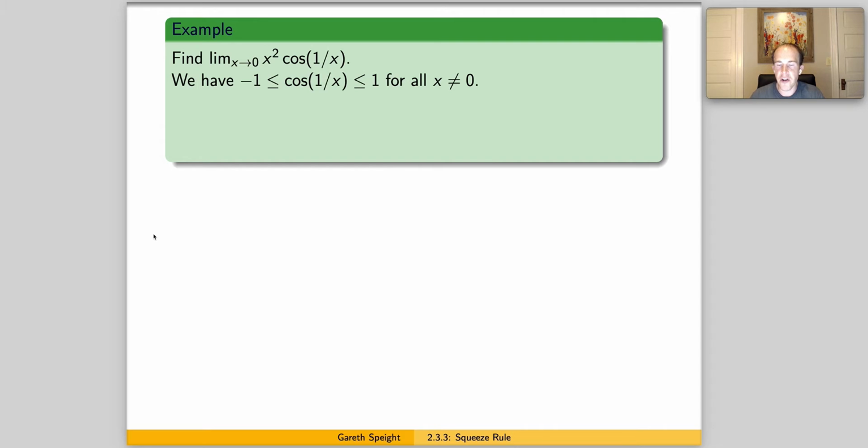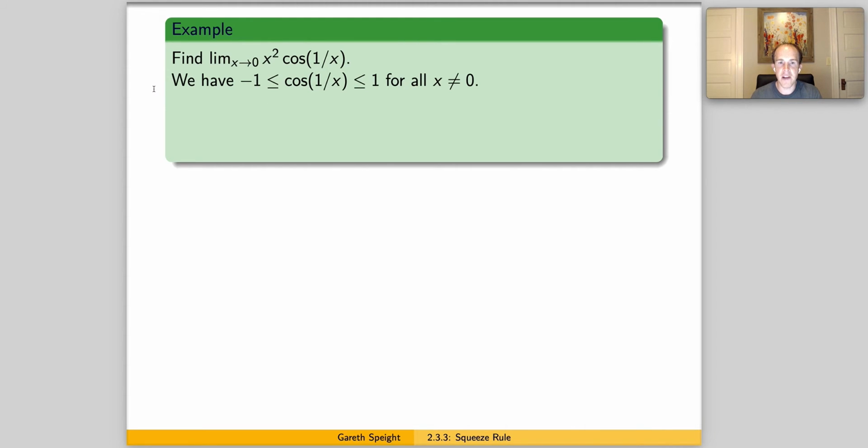Okay, so what we're trying to do is compare x squared cosine of 1 over x to a smaller function and a larger function. We need to come up with some inequalities. We're trying to get rid of the cosine 1 over x. What do we know about cosine of 1 over x? Well, we know a smaller function is minus 1 and a larger function is plus 1. And now, going back to our original problem, we're trying to analyze x squared cosine 1 over x. So let's try to find a smaller function and a larger function for x squared cosine 1 over x.